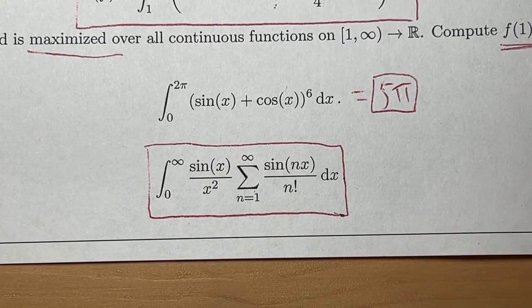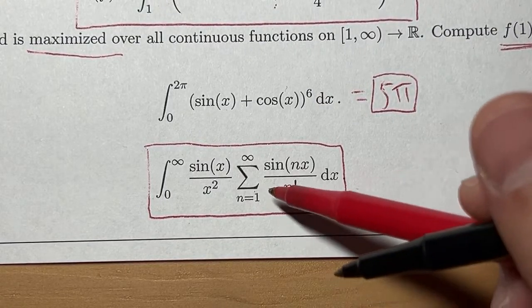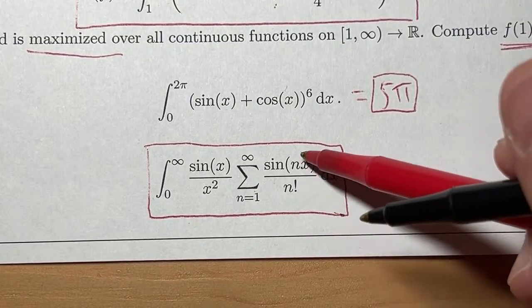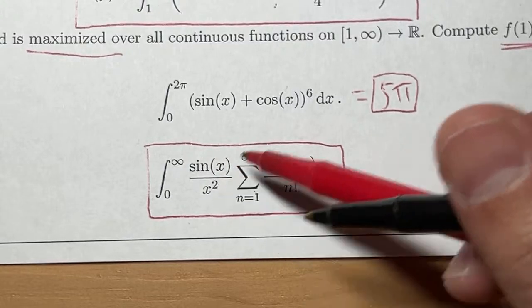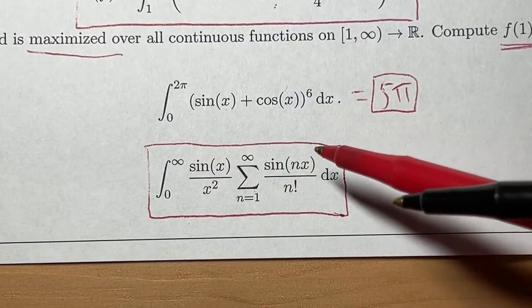And then, okay, let's see. Define n is equal to 1. Okay, that's sine x. That will give you sine squared over x squared. That is a pretty famous integral.